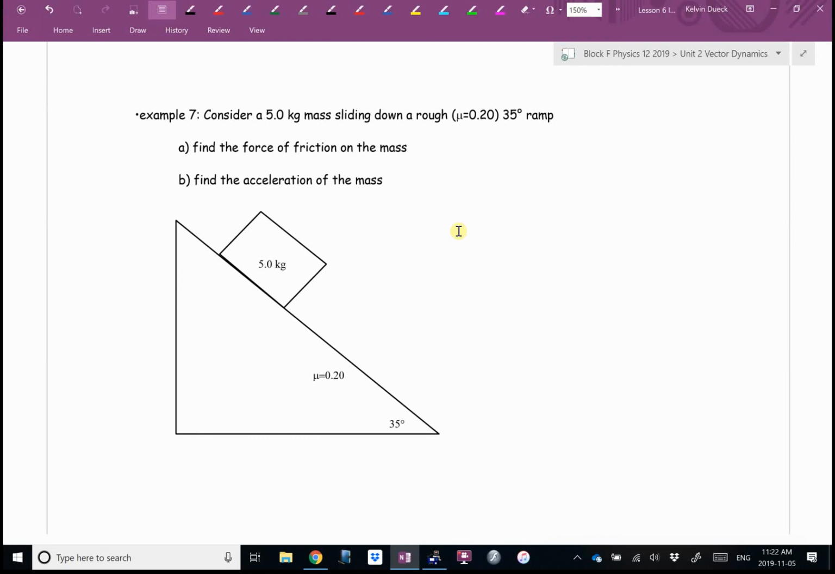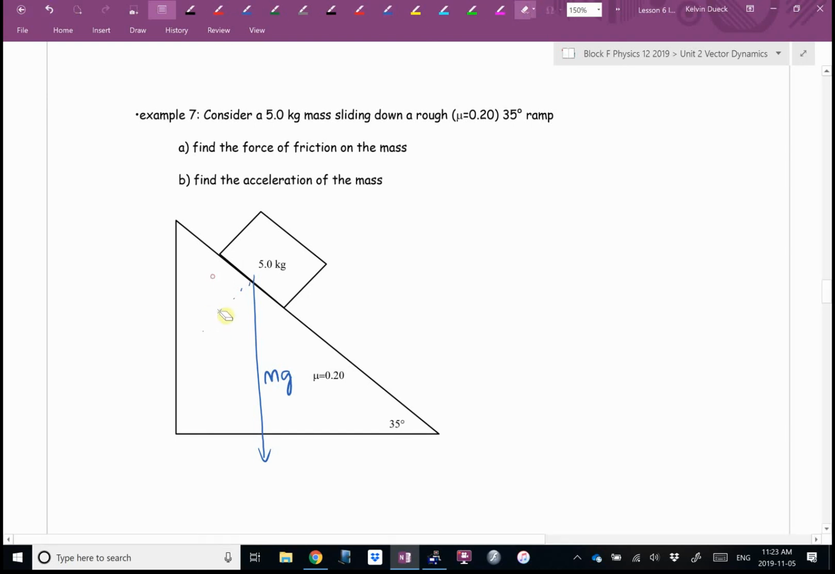What are the forces acting on this 5 kilogram mass? Get the obvious one. There's mg. Mg always goes on the pointy side, so it stays out of my triangle. Stop. I'm going to break this up into perpendicular and parallel components.